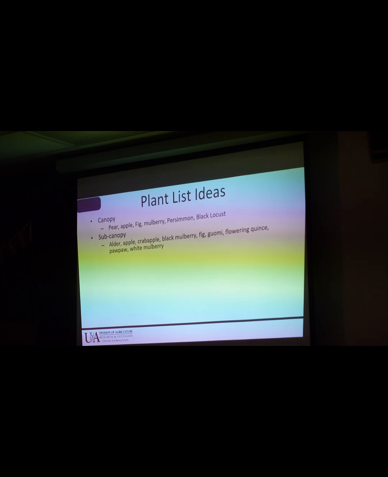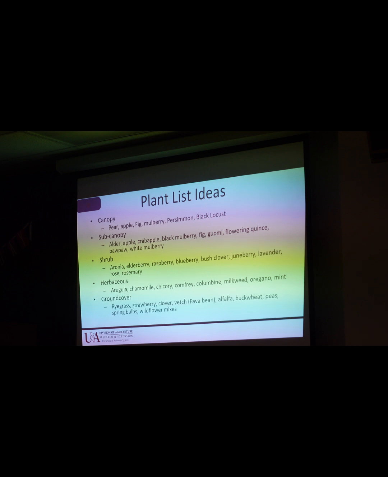Subcanopy, alder, apple, crab apple, black mulberry, fig, goumi, flowering quince, pawpaw. And then these are some different shrubs: aronia, elderberry, bush clover, juneberry, lavender. You can have roses. I threw in a couple ornamentals. You can see I'm pretty biased, but. And herbaceous, arugula, chamomile, columbine, milkweed for your monarchs, and then ground cover. And that's the fava bean that I'm going to try to grow next year.